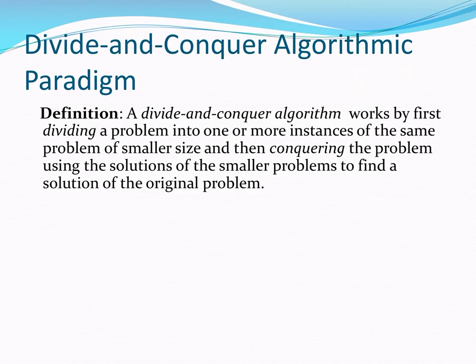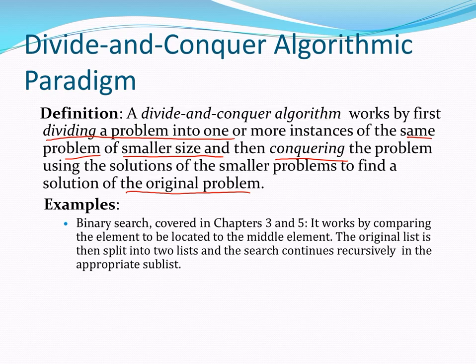Well, the way it works is as its name suggests. We take a problem and divide it into subproblems that have the same nature but are smaller in size. Then we have what we call a conquering step, where we take the results of those smaller-sized problems and stitch them back together to get a solution of the original problem. We've seen a couple of examples of a divide and conquer approach to problem solving.